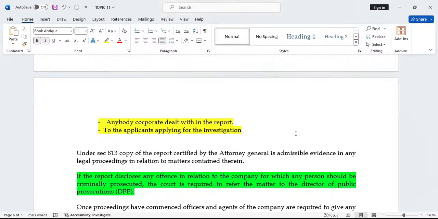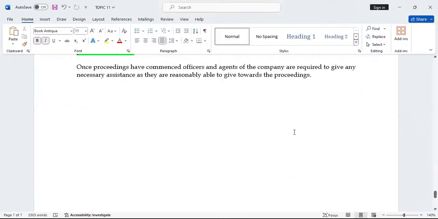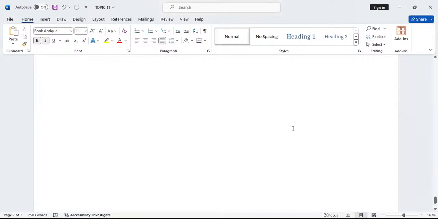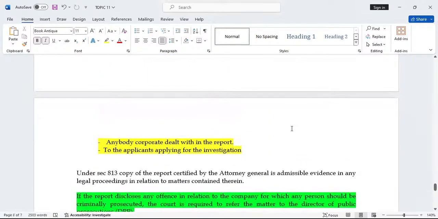Under the Act, a copy of a report certified by the Attorney General is admissible evidence in any legal proceedings in relation to matters contained in that document. If the report discloses any offense in relation to the company for which any person should be criminally responsible, the court is required to refer the matter to the Director of Public Prosecutions, who can then prosecute the case. So that's what we mean by company investigation.